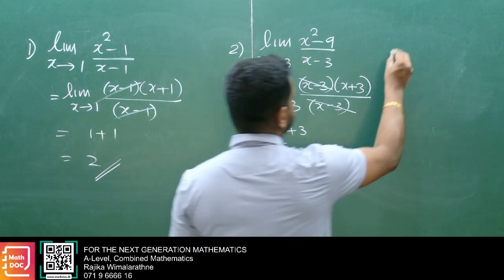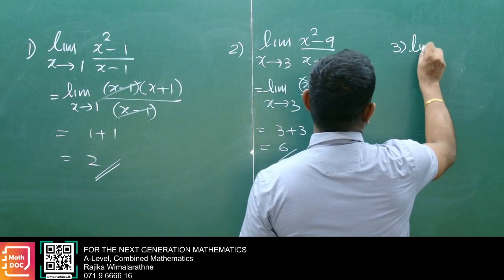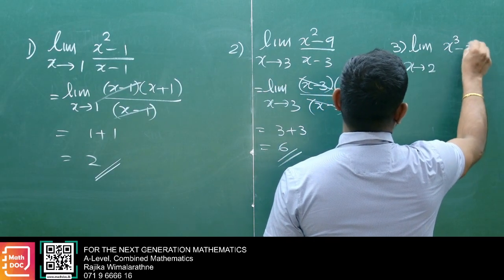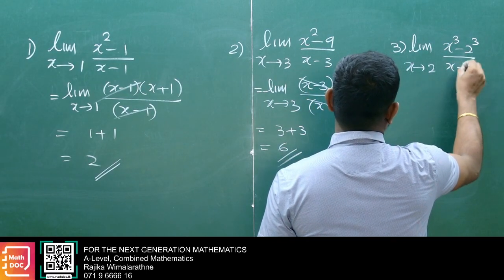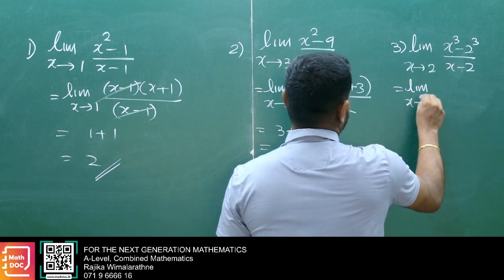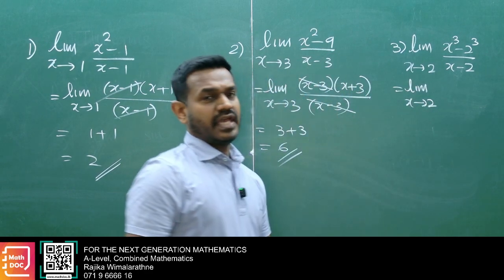Say another one, the third. Limit as x goes to 2 of (x cube minus 2 cube) over (x minus 2). Here the limit, x goes to 2.